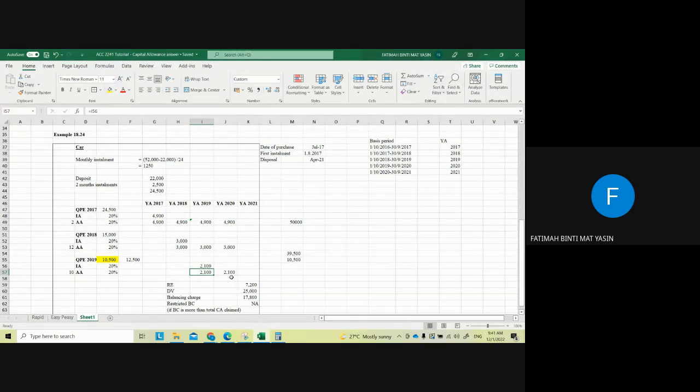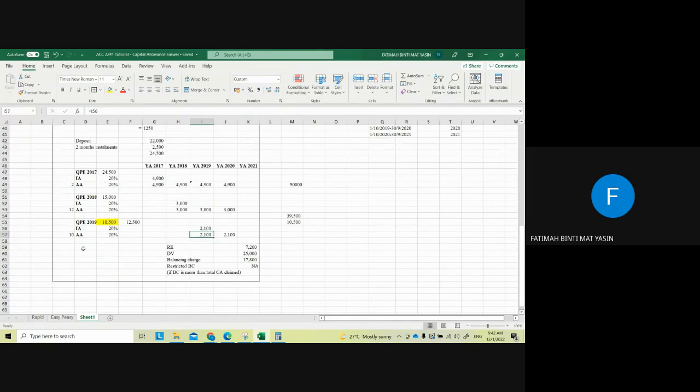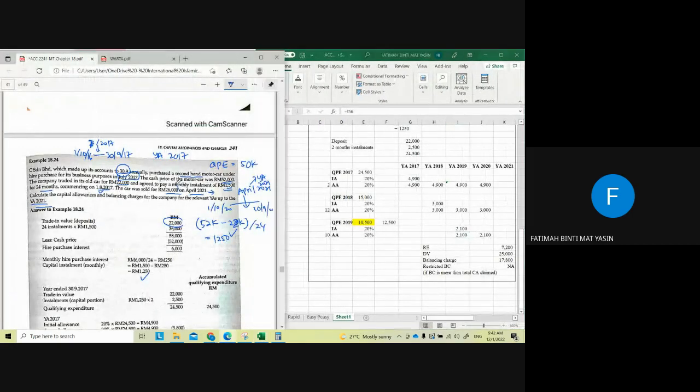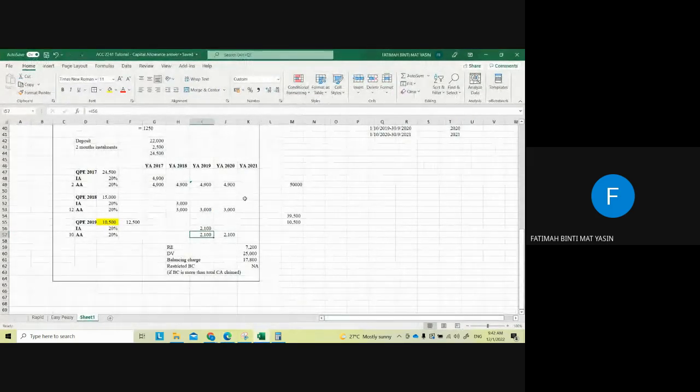For QPE 2020, you don't have to calculate anymore because the company no longer makes installments in 2020. Now the company disposed of the car. The disposal value is 26,000 ringgit. The company disposed of it in 2021, which is YA 2021. So in 2021, the company cannot claim the annual allowance. For this part, cannot claim. The same goes to this one.